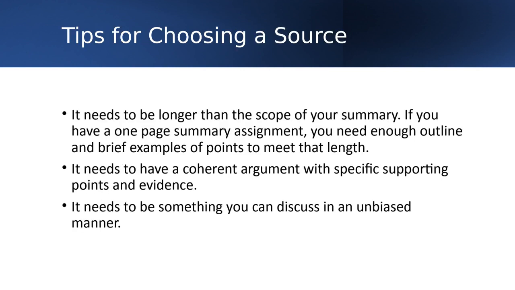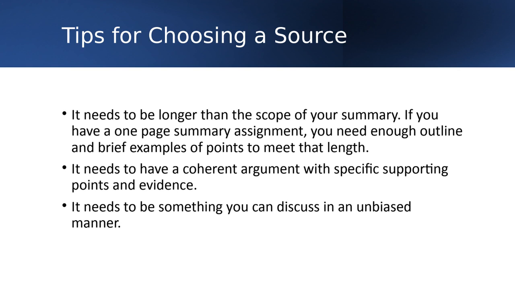And finally, tips for choosing a source. The source for most summaries and for most rhetorical analyses needs to be longer than the scope of whatever you're trying to do. If you have a one-page summary assignment, you need enough outline and brief examples to meet that length. If it's a paragraph, then maybe it's a much shorter article, but it still needs some points for you to describe. It also needs to have some kind of coherent argument that has specific supporting points. It can't really be a rant, because that's really hard to trace a progression of an argument that is really just all over the place.